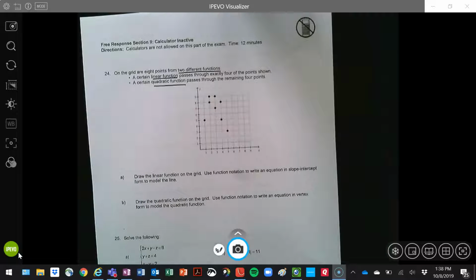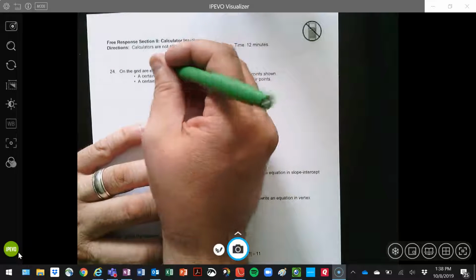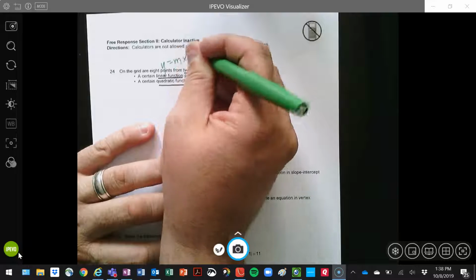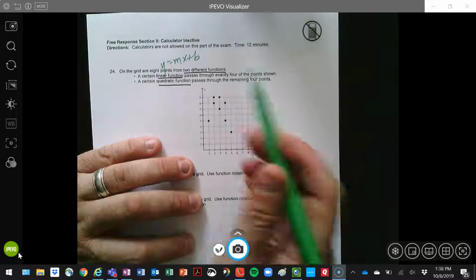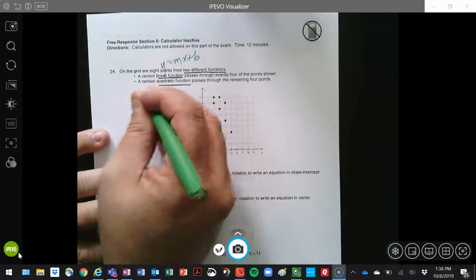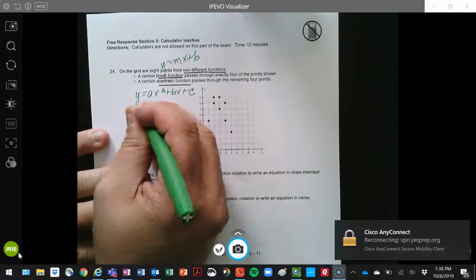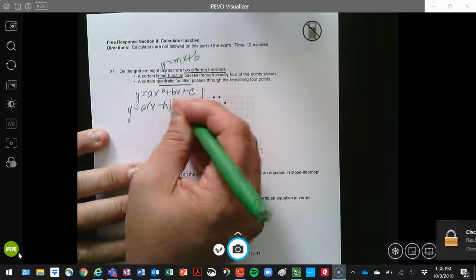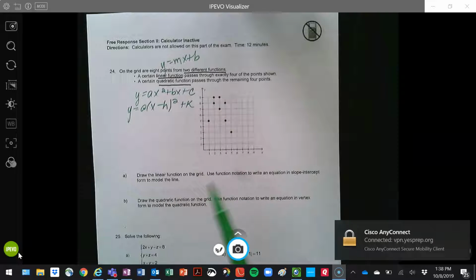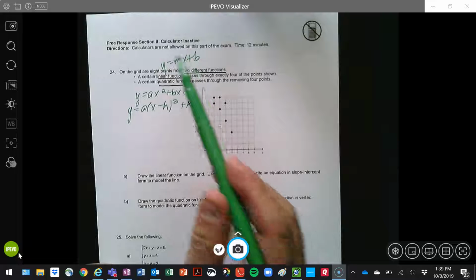As soon as I hear linear function, I'm thinking y equals mx plus b, which is slope-intercept form. For a quadratic, I might think about y equals ax squared plus bx plus c, or I might think about vertex form. I'm just marking this up. Those may be helpful, they might not be, but these are the connections that I'm making right now.